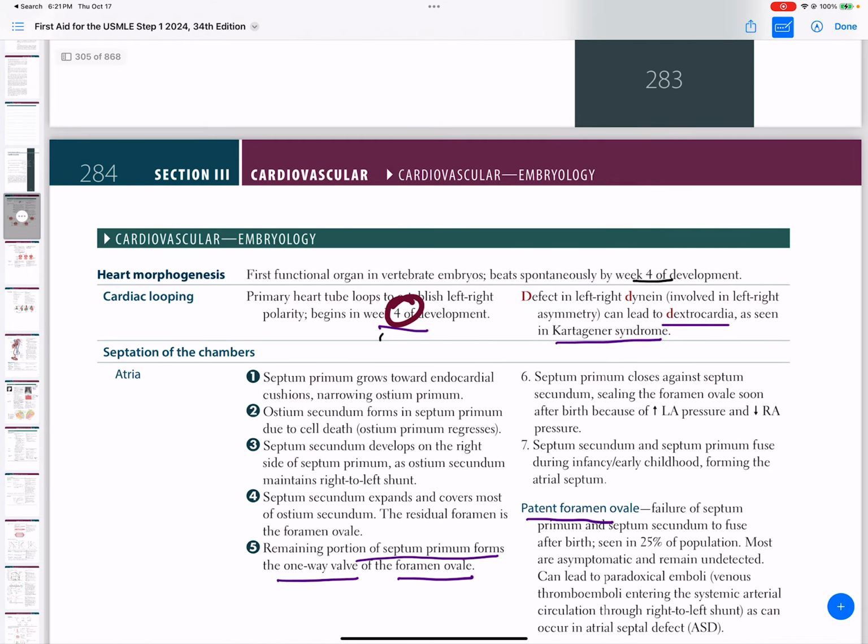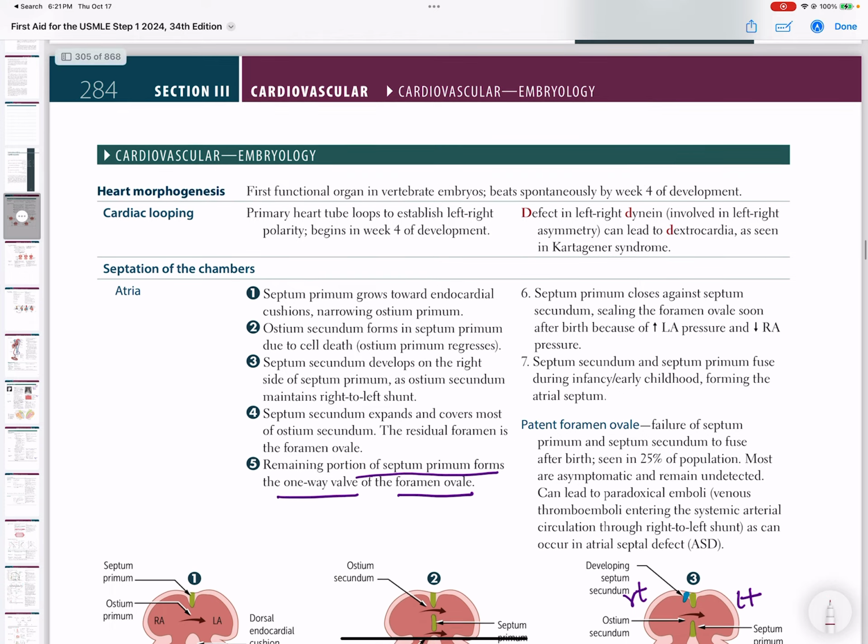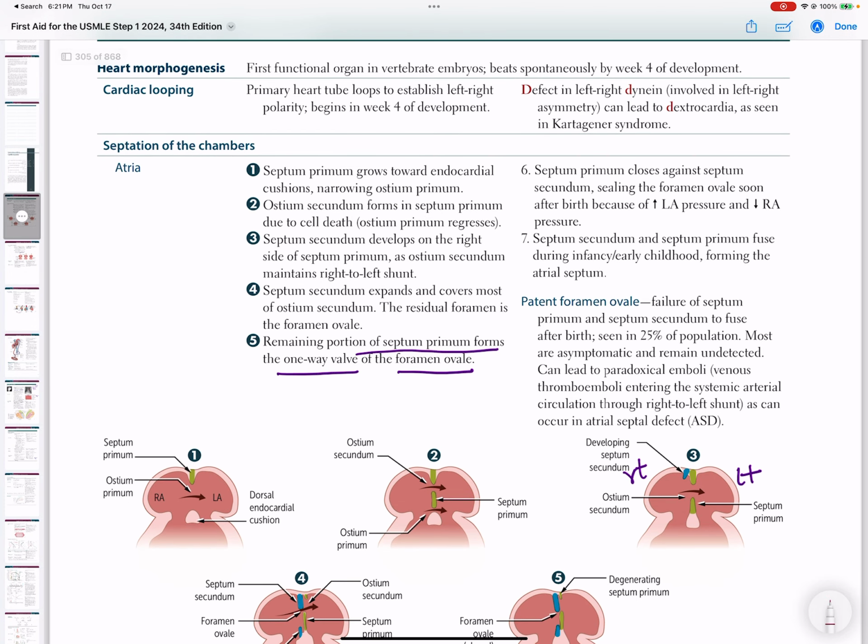Here we have a few things which we need to discuss, and then let's go ahead. Okay, so the heart is the first functional organ which is developed in a vertebrate embryo. It starts to beat spontaneously by week 4.